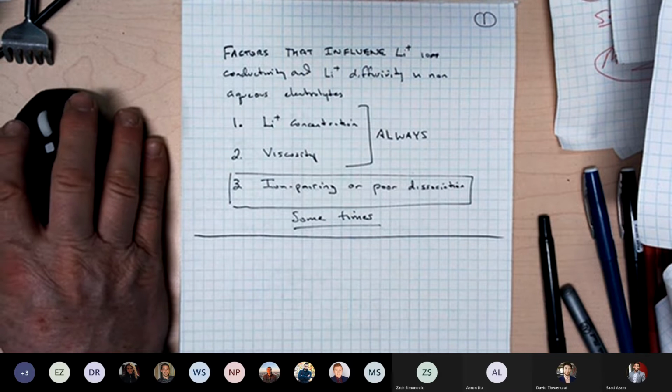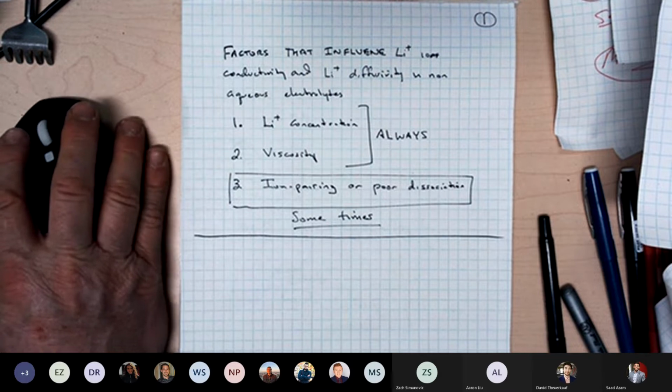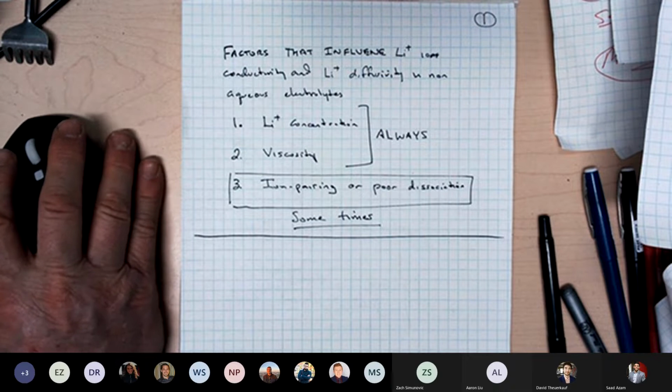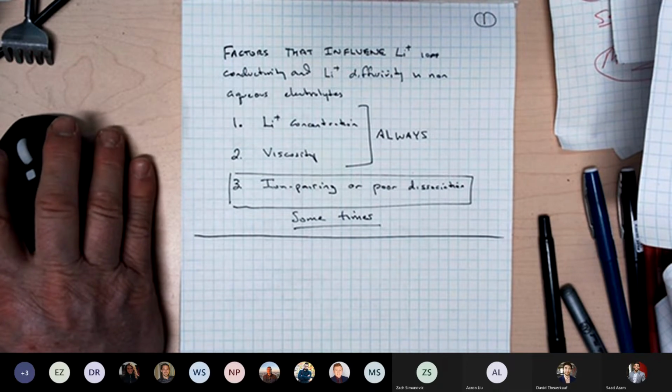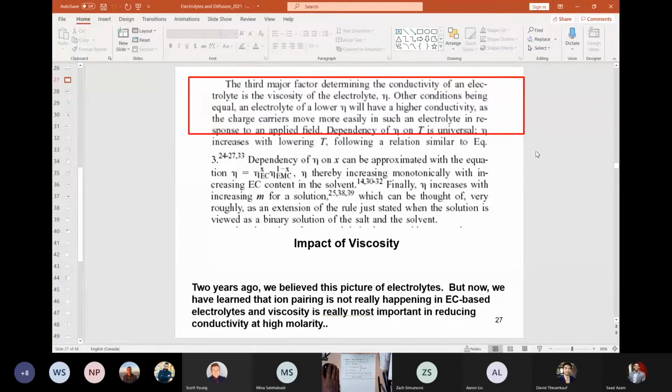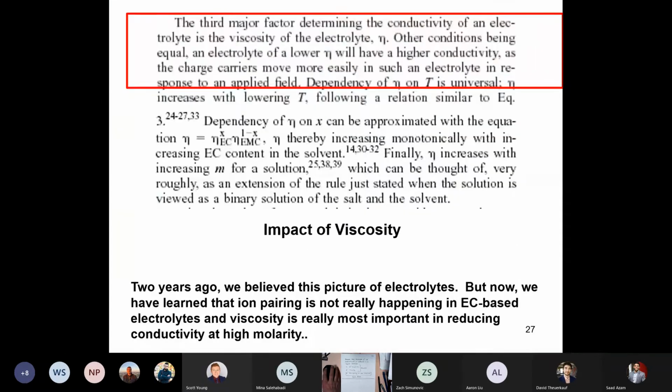So I want to go back to the PowerPoint now and continue from where we were. Okay, so you should be able to see my PowerPoint now, I believe. Is that true? Yep. Okay, I'm making it full screen.